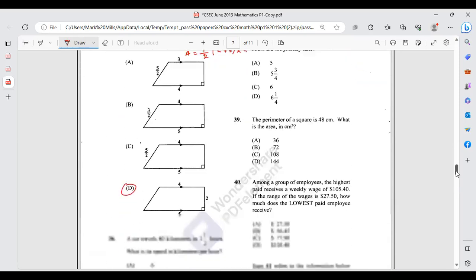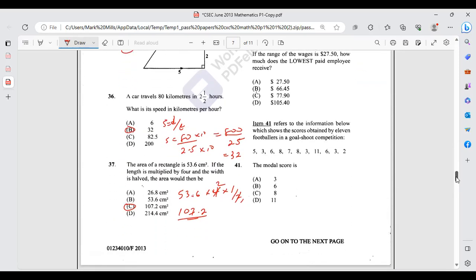Wait, sir, could you go over that one again, please? Okay, they say the area of a rectangle is 53.6 centimeters square. If the length is multiplied by 4 and the width by half, half is 1/2. So if you multiply by 4 and multiply by half, 2 goes 1 time, 2 goes 4 is 2 times. The 2 times the 53.6 will give me 107.2. Okay, sir, thank you. You're welcome.